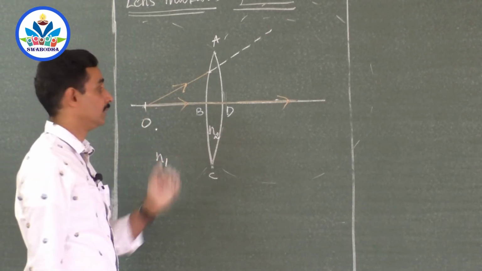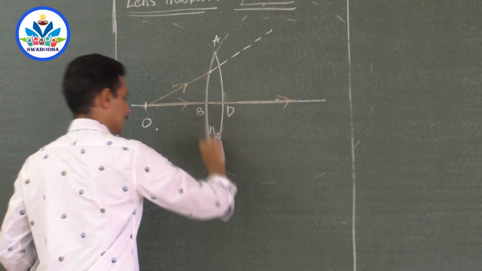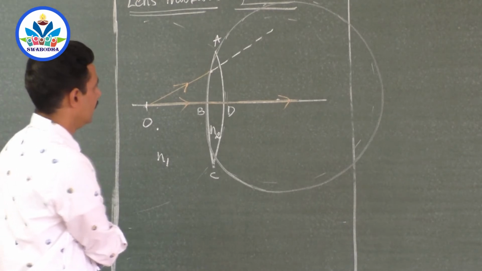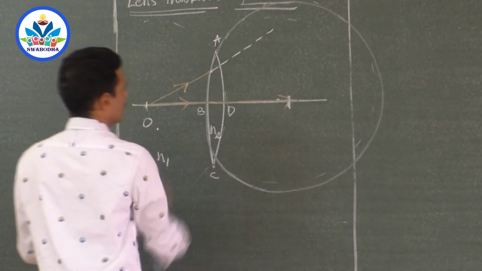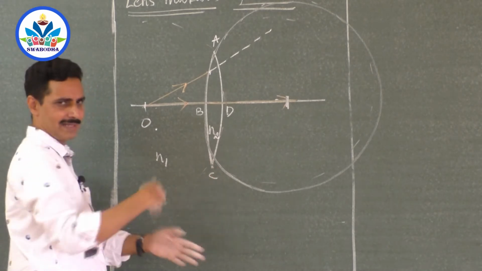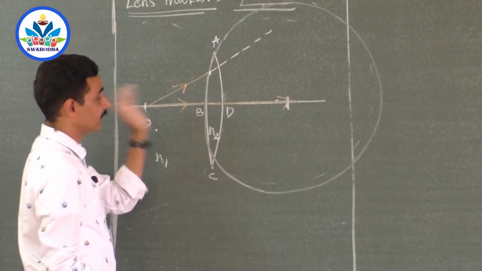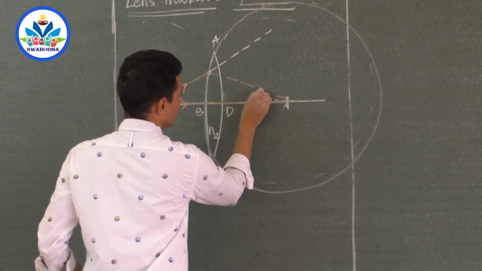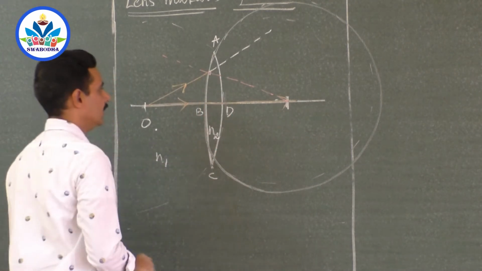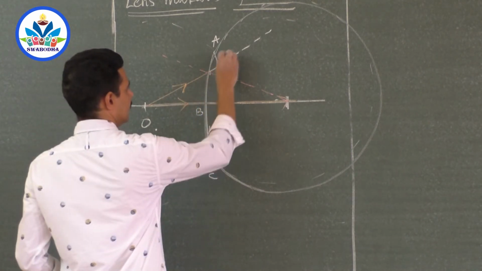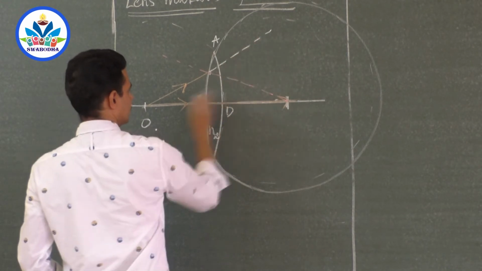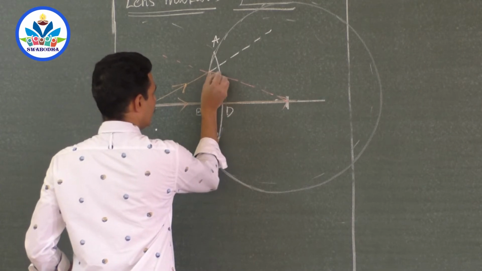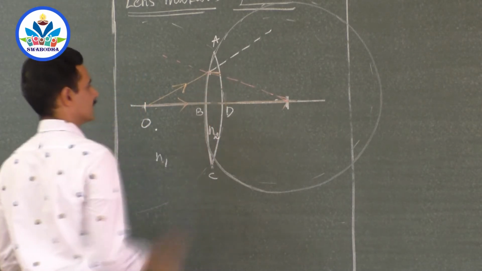If you want the normal, you have to complete this surface. This is a part of a sphere. Of course, you can scribble it like this. Its center may be somewhere here. Now join this. Forget about the second surface, that is later. What the first surface will do: join this point and this. This is the normal. And the ray must bend towards the normal instead of going like this, because it is rarer to denser movement. So I will draw this here. It bends towards the normal. Am I right? It has bent towards the normal.